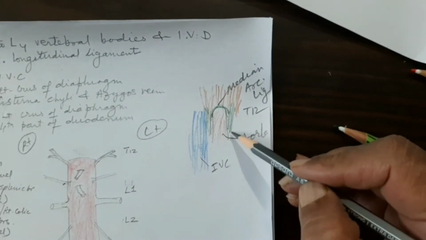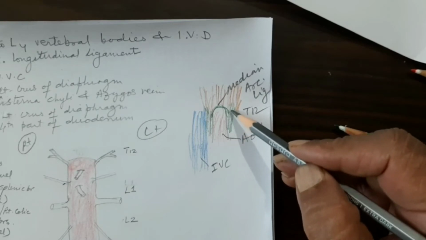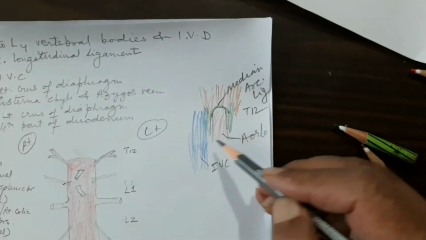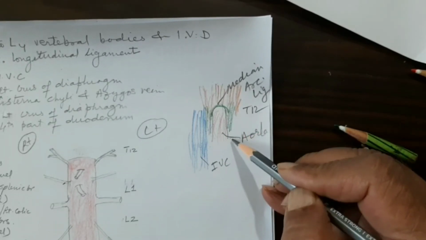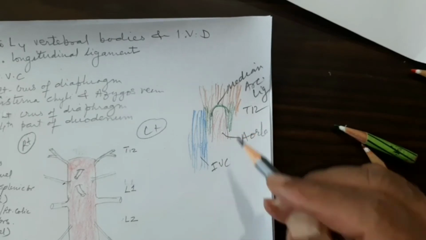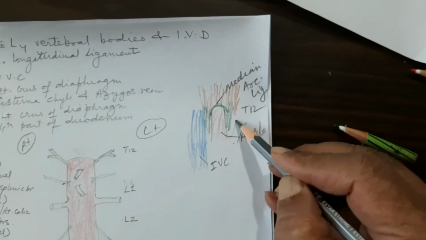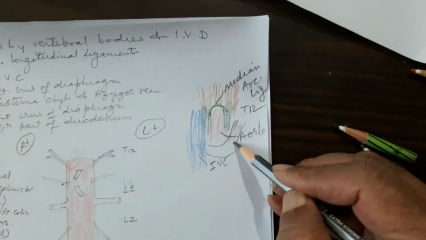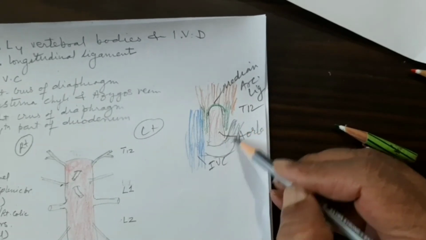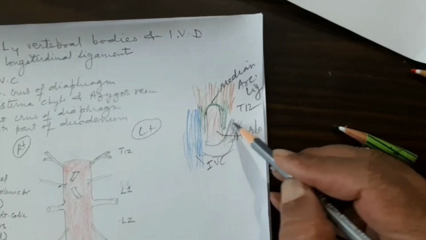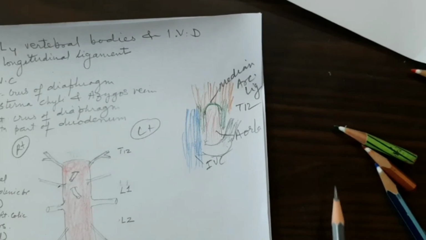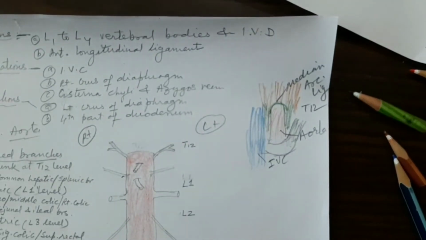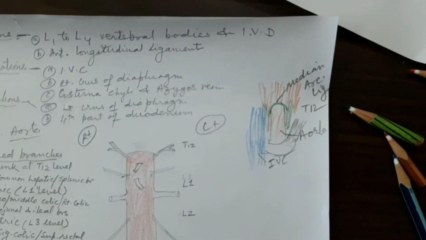Similarly, as I said, on the left side will be the left crus of the diaphragm as well as the fourth part of the duodenum. The third part of the duodenum will cross and then turn upward, and this upturned part will be the fourth part of the duodenum. This will be the third part of the duodenum, then this is the fourth. So on the left side the fourth part of the duodenum will also lie. So these are the relations of the abdominal aorta.